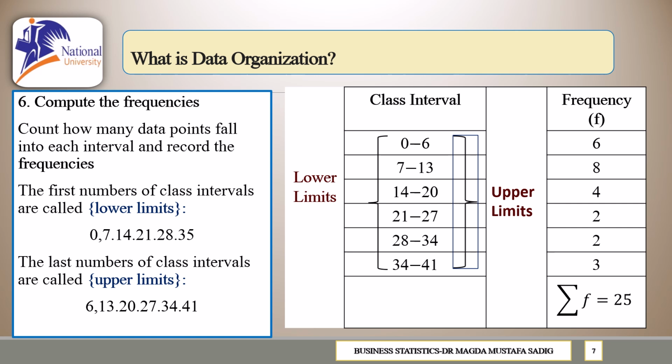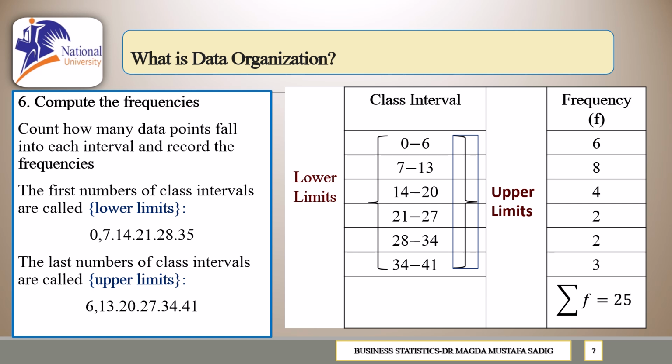Also notice 2 new terms. The first number in each class is called the lower class limit. These are 0, 7, 14, 21, 28, and 34. The last one is 34 up to 41. These are called lower limits and these are called upper class limits. These limits define the boundaries of each class.